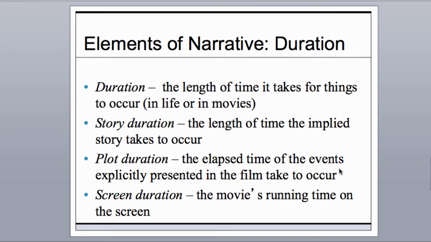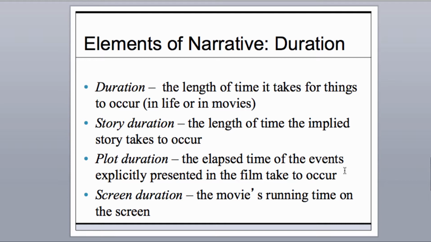Elements of narration, duration. How long is a shot shown? What's the length of time it takes to tell what has occurred? Duration might be the entire movie. What's the time element for the duration of the movie? Story duration, the length of time that it is implied when the story occurs or takes place. Plot duration, the elapsed time of the events explicitly presented in a film that the film takes to occur.